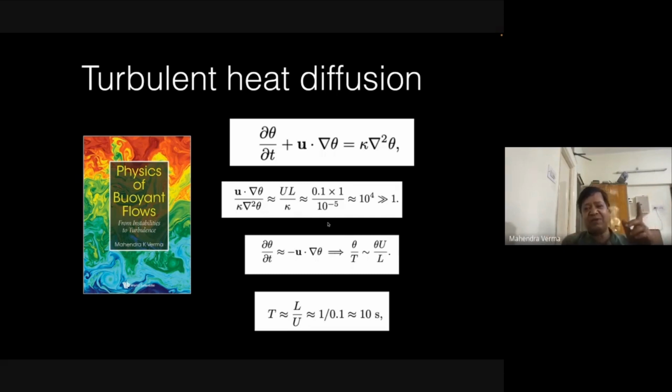By the way, I use only one scale here, but this diffusion process involves many smaller vortices. Right now, please do not think that I'm using only one length scale L here. Many scales are involved, many vortices are involved in this diffusion.